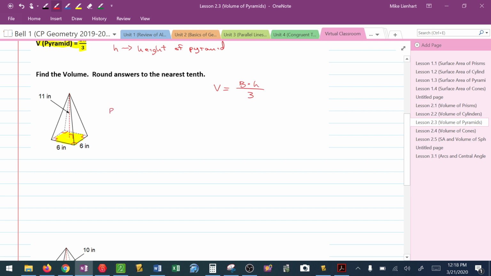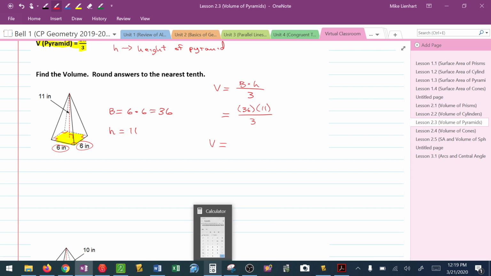So to find big B, I know that my base, in this case, is a square. I know it's a square because both those measurements are the same. So this would be 6 times 6 or 36. I know that the height of the pyramid from the center of the base up to its peak is 11. So to find the volume, I'm going to take 36 times 11 and divide that by 3.